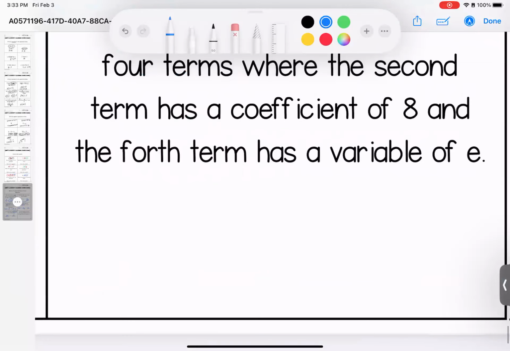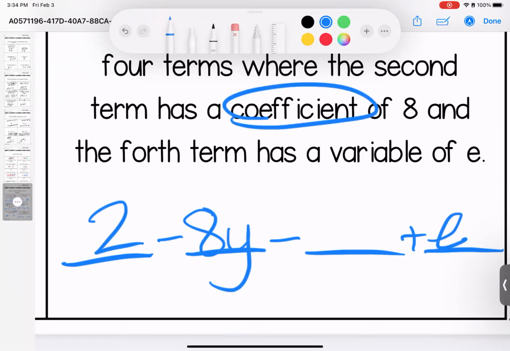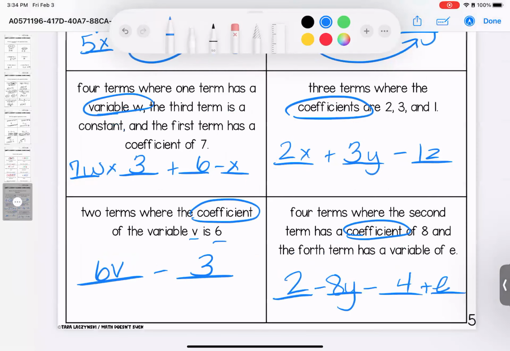4 terms, 1, 2, 3, 4, where the second term has a coefficient of 8, and the fourth term has a variable of E. The rest is up to me. Let's do a 2 and a Y, because if it's a coefficient, it has to have a variable. Let's do a 4. Any questions on these? Bring it with you to class.